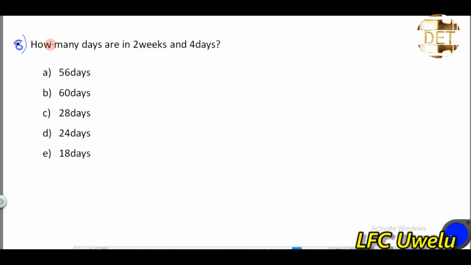So let's move to the next question, question 8. And here, the question is, how many days are in 2 weeks and 4 days? So you should know that 1 week is equal to 7 days: Monday, Tuesday, Wednesday, Thursday, Friday, Saturday, and Sunday. There are 7 days in a week. So 1 week is equal to 7 days.